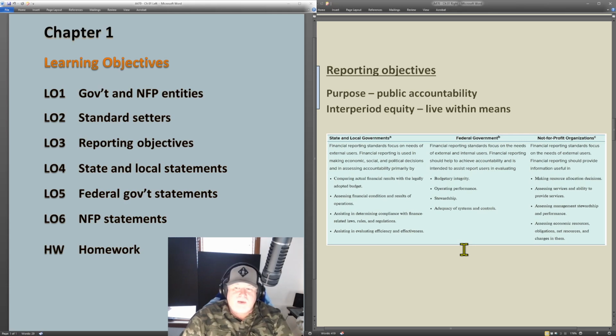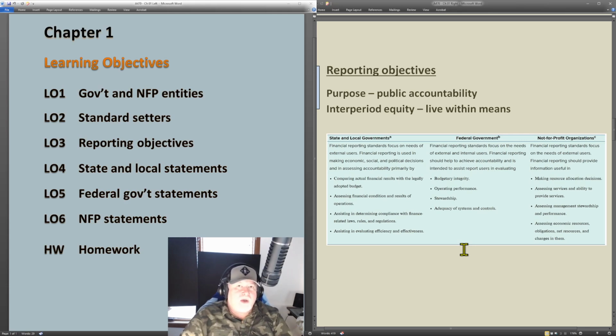The state and local government, if we read some of the things they're talking about here, is comparing actual financial results with a legally adopted budget, assessing financial condition and results of operations, and determining compliance, assisting and evaluating efficiency and effectiveness. So you can see those last two are directly from COSO, right? Efficiency and effectiveness of the operations, determining compliance, and what is the financial condition of operations. So those are three normal types of things we would want to see any type of organization do well. But notice the very first one is comparing actual financial results with the legally adopted budget.